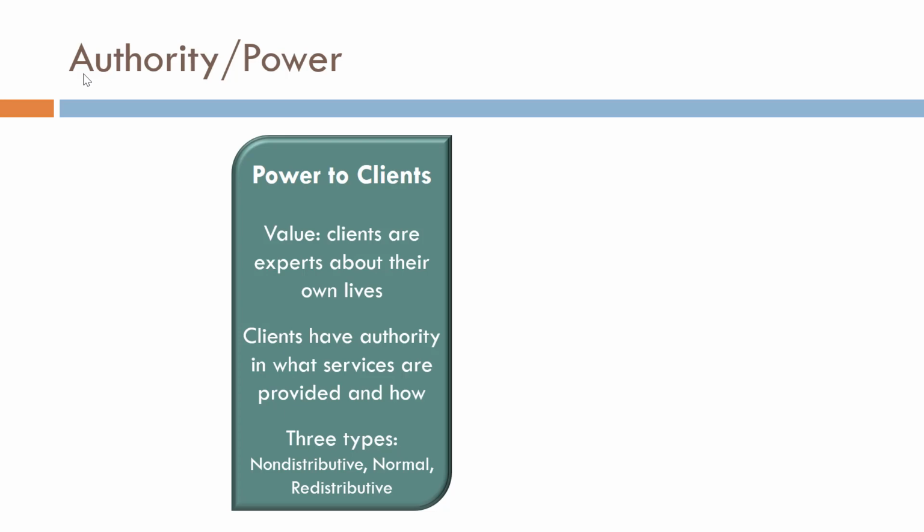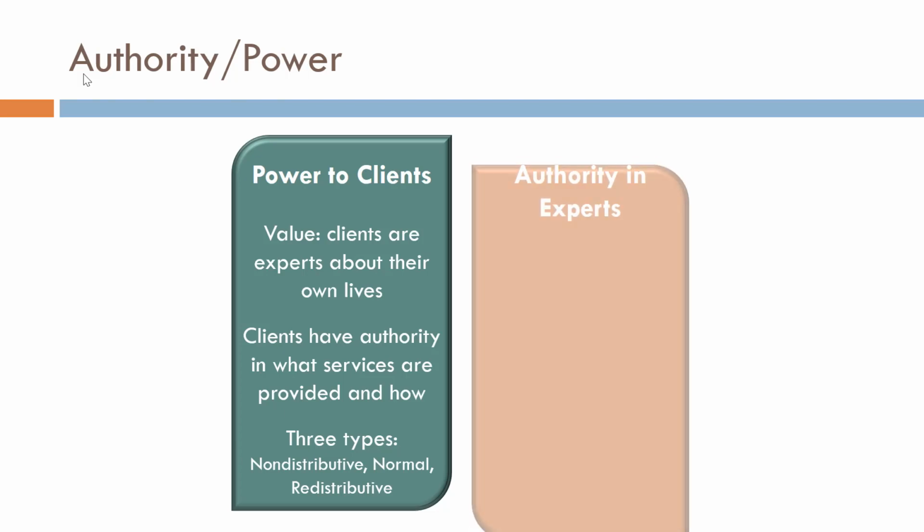In normal participation, which is also referred to as token participation, there may be a more formal, if not written down, delineation of what kind of power the clients have, but it's still really kind of modest, as the book calls it, versus redistributive, where the clients and the participants have substantive influence on the decisions when it comes to service delivery.